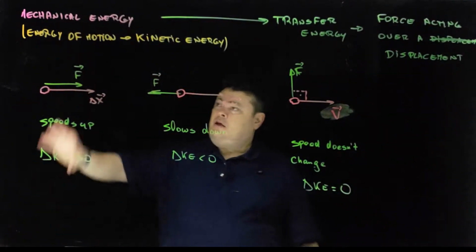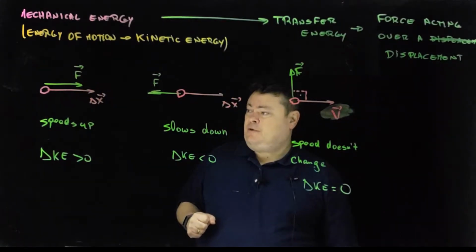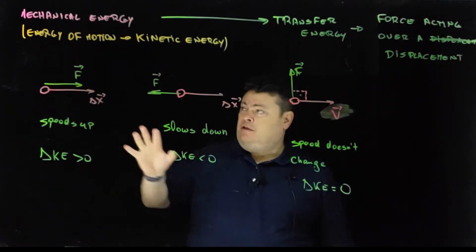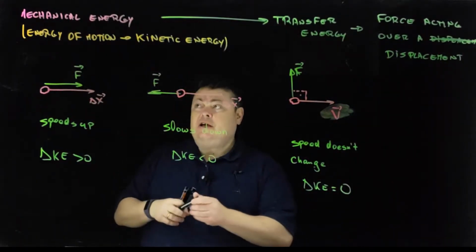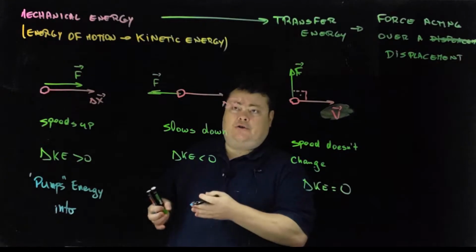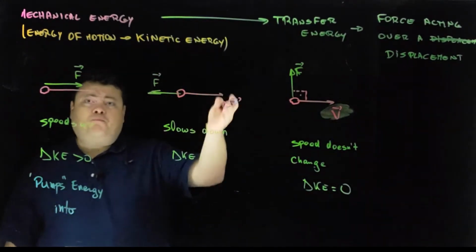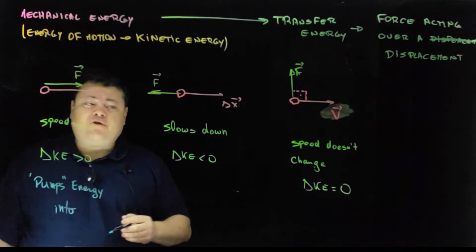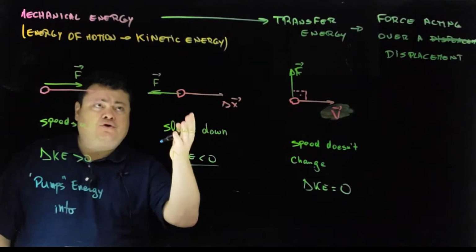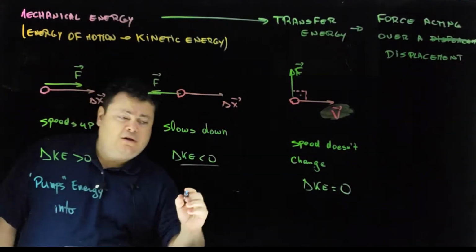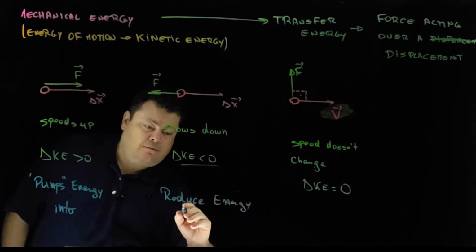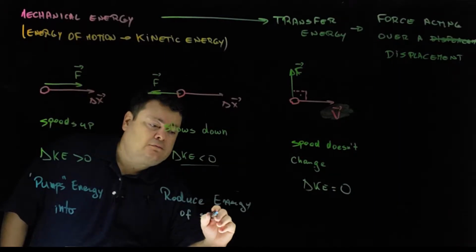Notice then this here. If the force is in the same direction of the displacement, I'm going to have a positive contribution to the energy of the system. This force pumps energy into the system. If the force opposes the displacement, I would actually have a general effect of reducing the energy of the system. So the energy contribution of a force that opposes the displacement is to reduce the energy of the system.